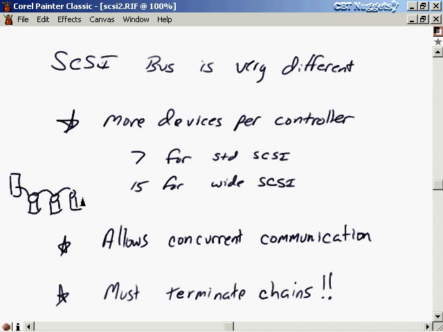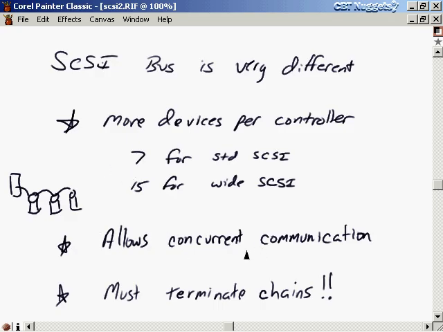All these devices can be transferring data to and from the motherboard at the exact same time, as long as the sum total of the bandwidth of all those transfers does not exceed the bandwidth of the bus itself. Okay, so you're going to get good performance by chaining SCSI devices together. You're really not going to lose much performance unless you're transferring tons and tons of data simultaneously from all these various disks. Okay, so that's the advantage of SCSI. You can have more devices and you can have this concurrent communication.